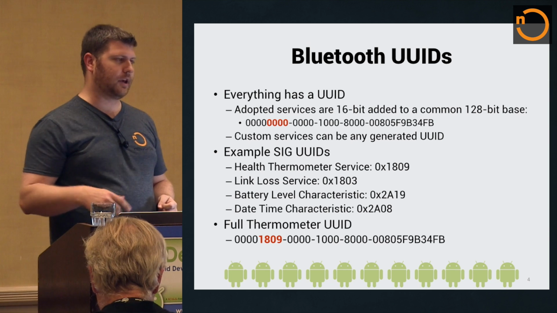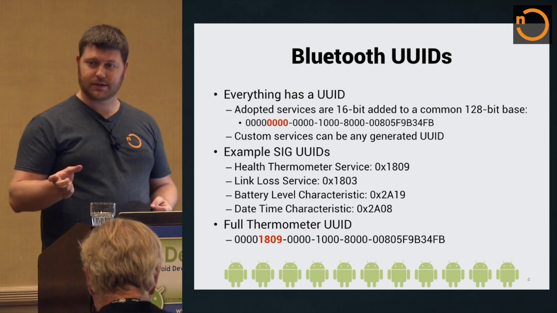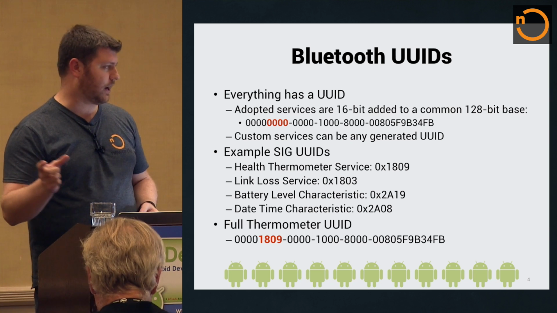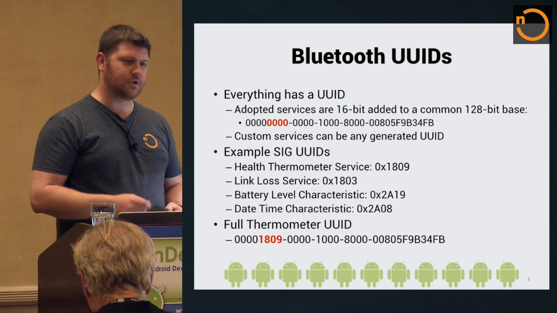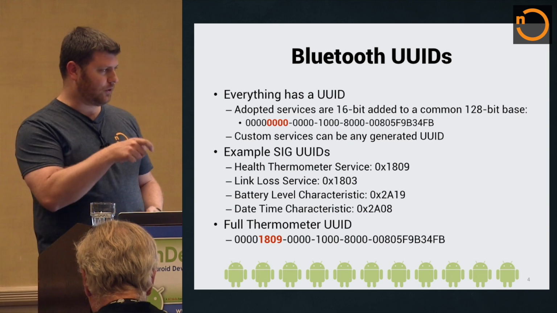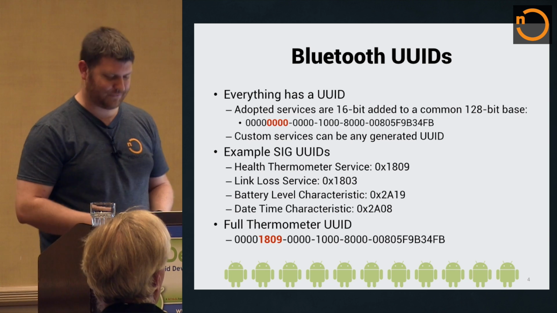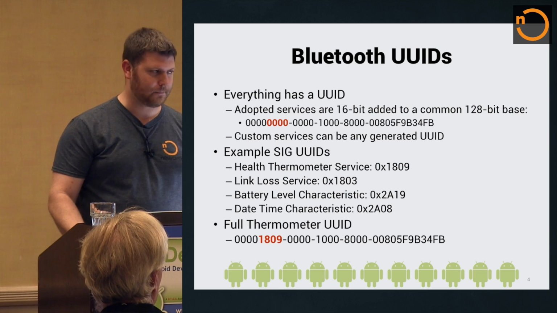You can see the example I have at the bottom there with the health thermometer, which in Bluetooth documentation is defined just as hex 1809. The actual UUID you would need to put in code to connect to that service is 1809 stuck in that larger number that I'm not going to read. Questions on that? All right. So that's kind of the basics of getting us up and running with using BLE.